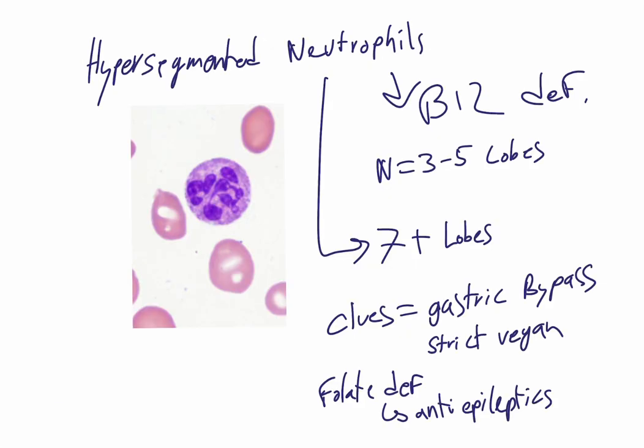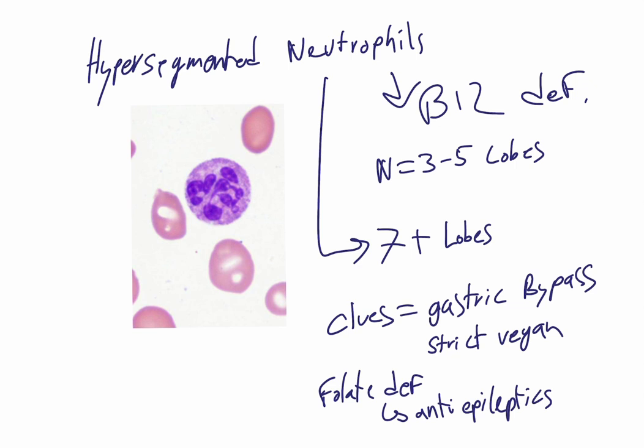As far as hypersegmented neutrophils, B12 deficiency can cause them. Normally, neutrophils have 3 to 5 lobes. Hypersegmented neutrophils have 7 or more. If USMLE wants you thinking hypersegmented neutrophils, they'll plop one in the center of the screen, right as I'm showing you here. It'll easily have 7 or more lobes.